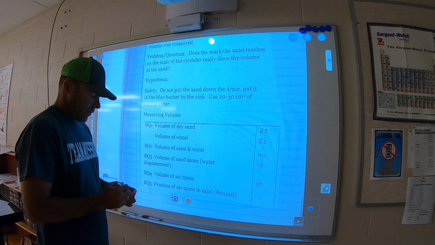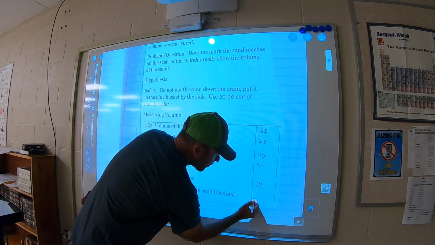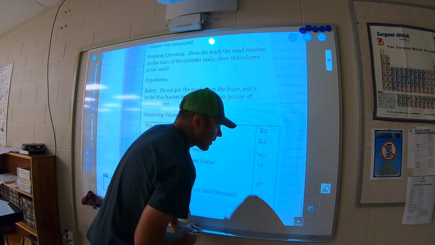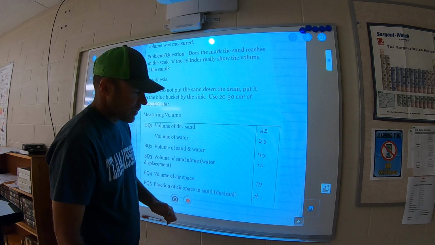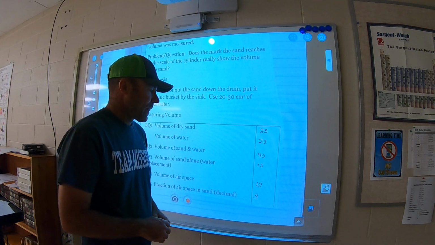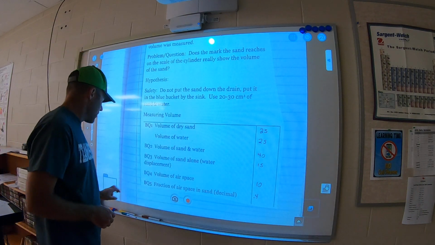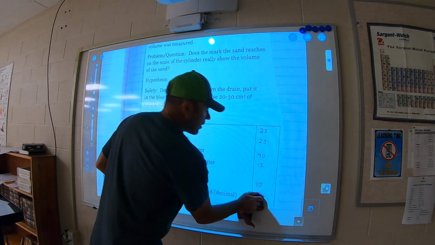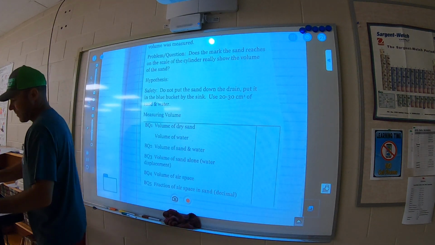And then to find the fraction of airspace, we're just going to take this 10 divided by 25, which gives you 0.4 as a decimal, or we can turn it into a percent by multiplying it by 100, which means 40% of it is airspace. So almost half of it is airspace. So that's how you do the table. So let's go through real quick and answer the questions.